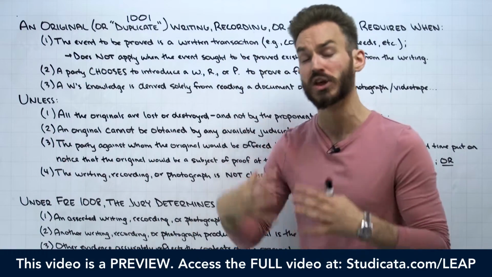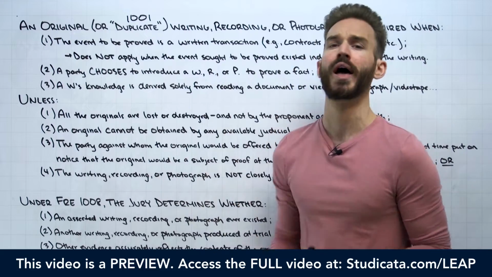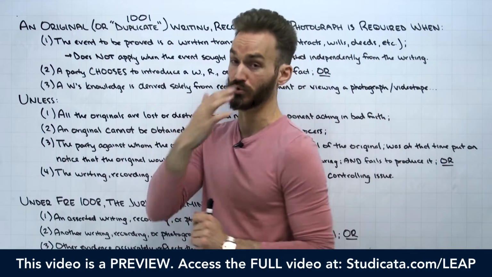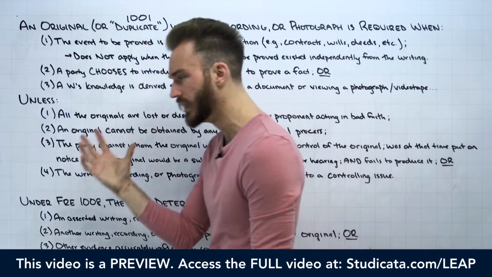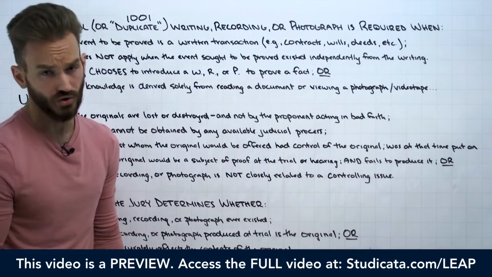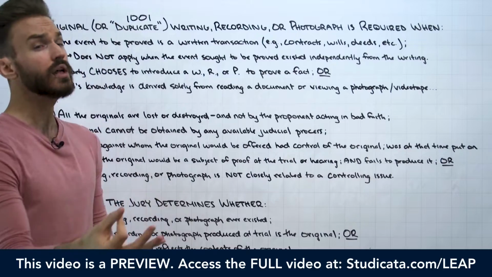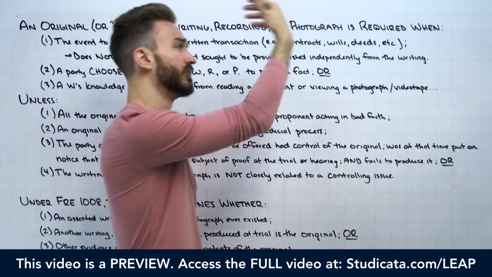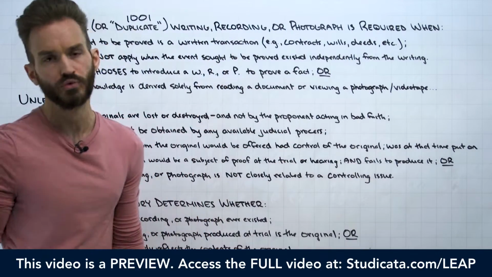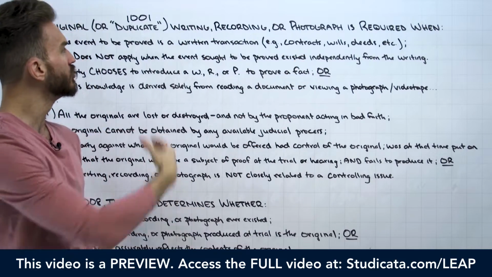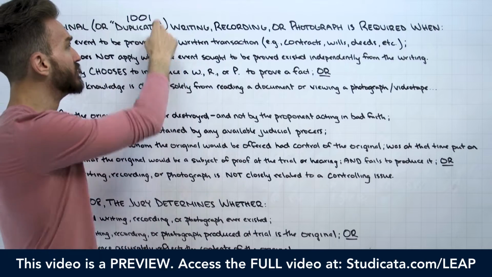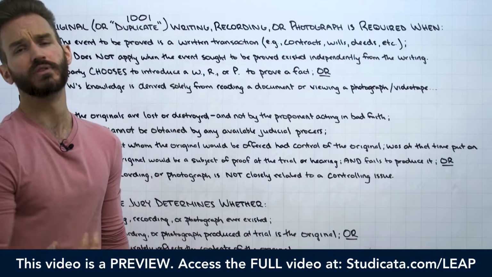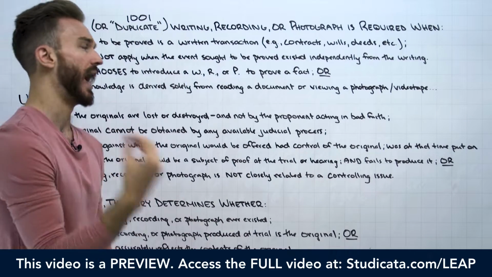I would recommend in your head you think of this rule as the original document rule, because in some cases, when a party is introducing a writing, a recording, or a photograph to prove the contents of the writing, recording, or photograph, then Rule 1001 requires the party to produce the original or an accurate duplicate as defined by Rule 1001 of the Federal Rules of Evidence, right?